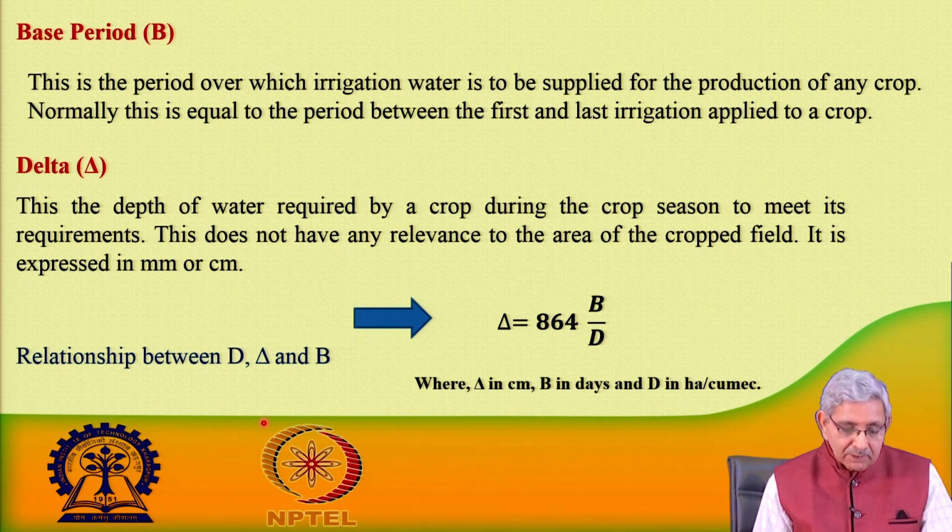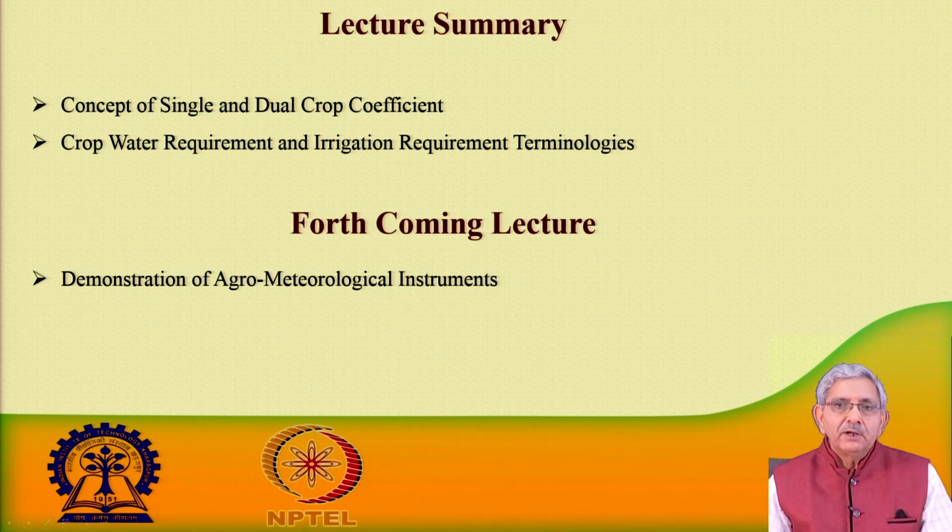There is a relationship between duty, delta and base period. So, delta, the depth of water, can be related as equal to 864 multiplied by B by D. So, delta when we express in centimeter, base period B when we express in days, and D when we express in hectare per cubic meter per second, then this is given by delta equal to 864 into B by D.